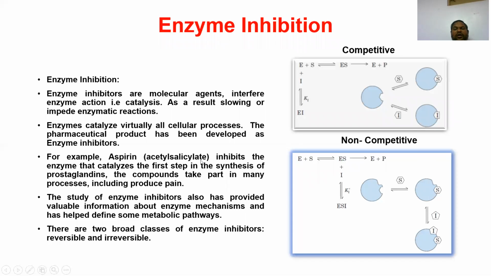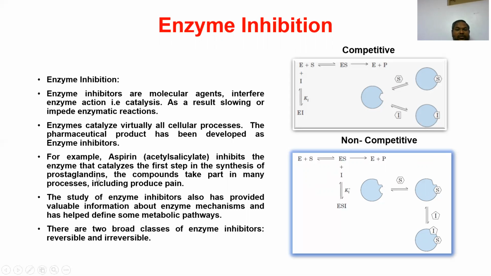Enzyme inhibition: why is it important? Because sometimes you need to inhibit enzymes. For example, suppose you want to inhibit the synthesis of prostaglandins. Prostaglandins are compounds that take part in many processes, including producing pain. So aspirin is a small molecule that inhibits the synthesis of prostaglandins.